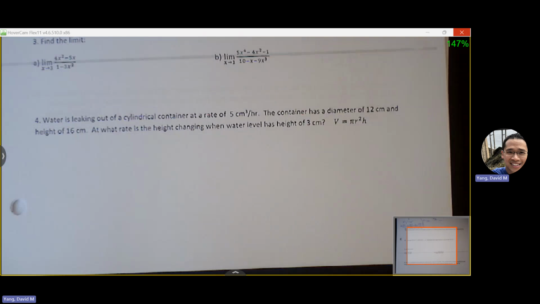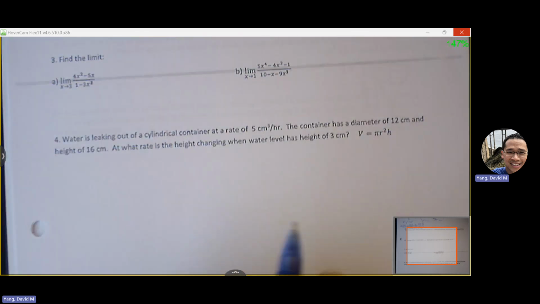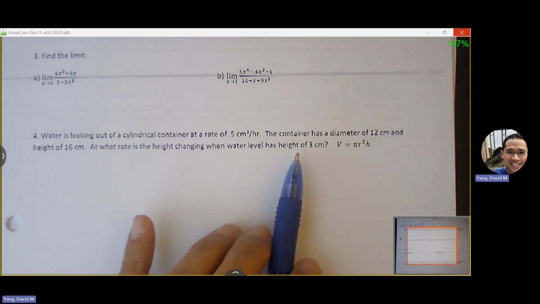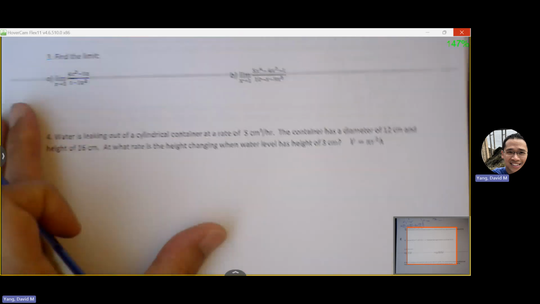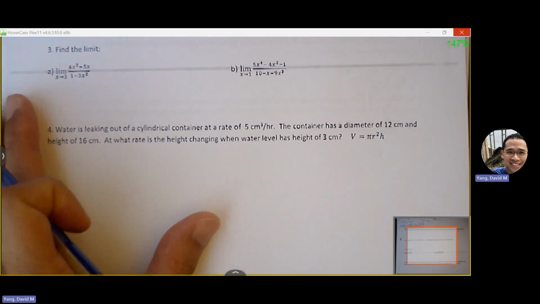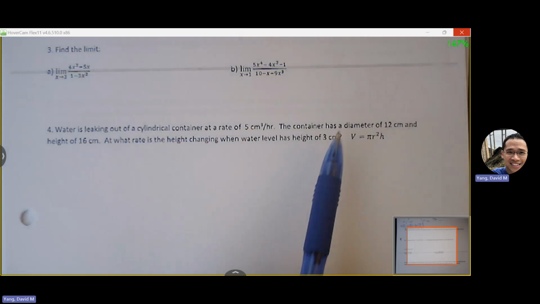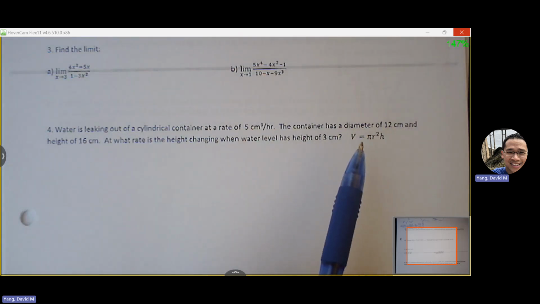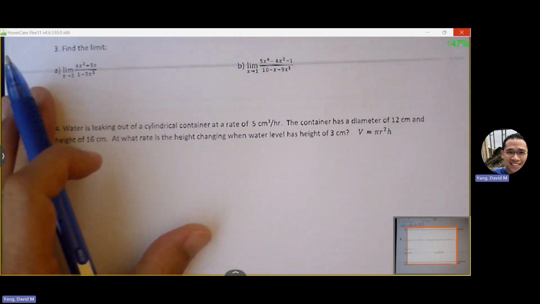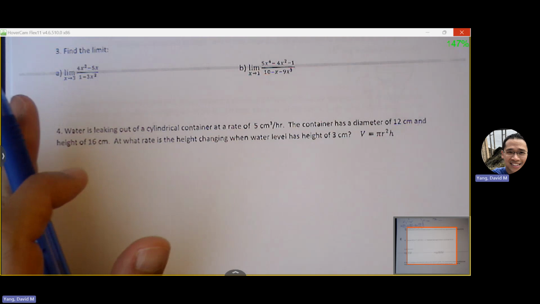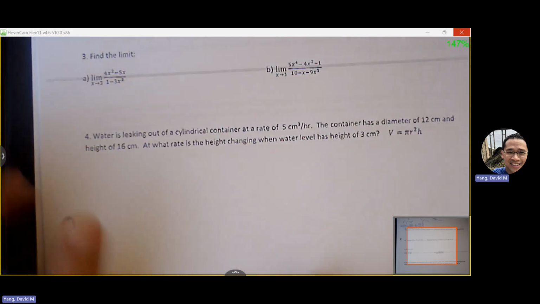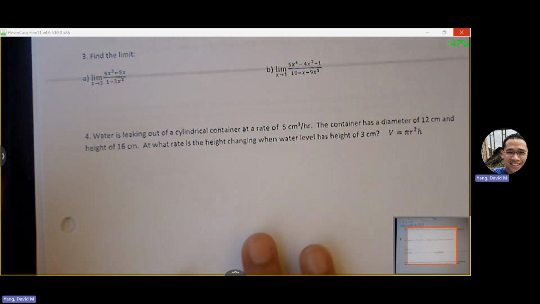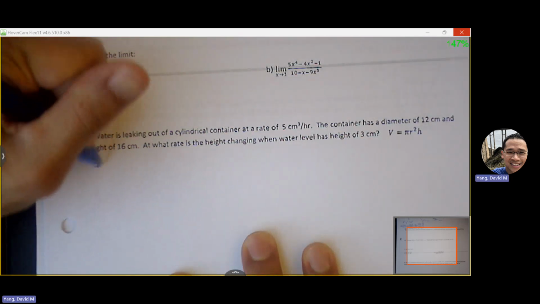Water is leaking out of a cylindrical container at a rate of 5 cubic centimeters per hour. The container has a diameter of 12 centimeters and height of 16. At what rate is the height changing when the water level has a height of 3 centimeters? So this is not a cone, this is a cylinder. And we know that cylinders have a different process and it's easier, right? What is it about cylinders that makes this easier than cones? The radius is constant.